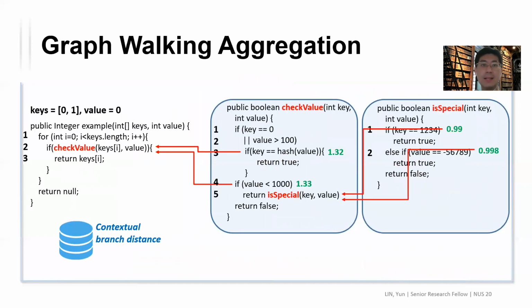Based on the collected contextual branch distance, we develop a graph walking algorithm to aggregate the branch distance of each required flag. The idea is that when we detect an interprocedural flag problem, we statically walk through the cascade call graph and their control flow graph in each call to find all the required flags and aggregate their branch distance back to the interprocedural flag. Here is an example. The target method calls a flag method checkValue, and the method checkValue further calls the method isSpecial.